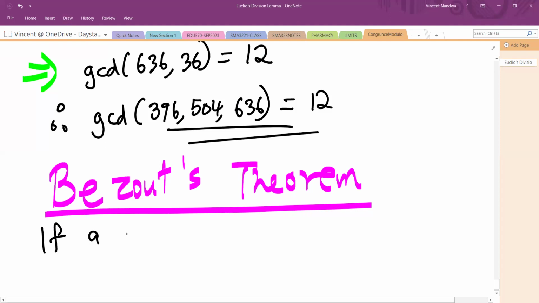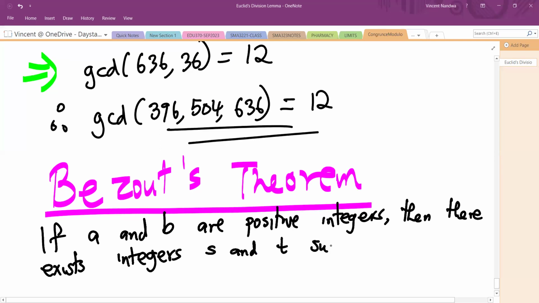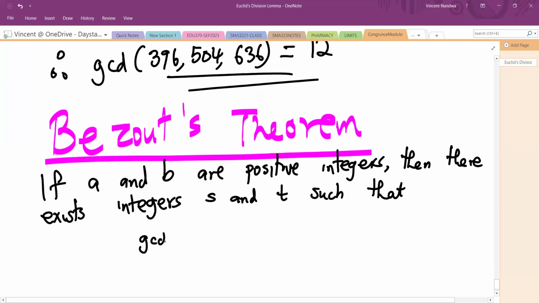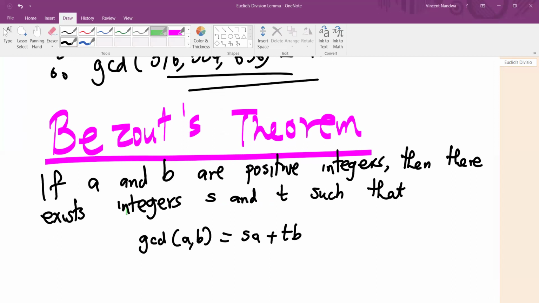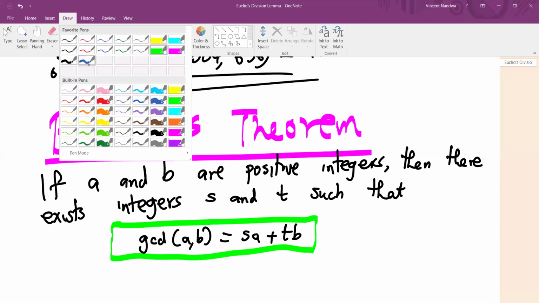So if A and B are positive integers, then there exist integers S and T such that the GCD of A and B is nothing but SA plus TB. In simple terms, the GCD of two positive integers A and B can be written as a linear combination of the two integers A and B.